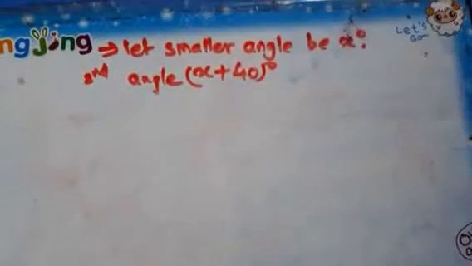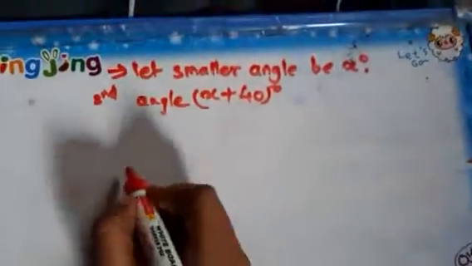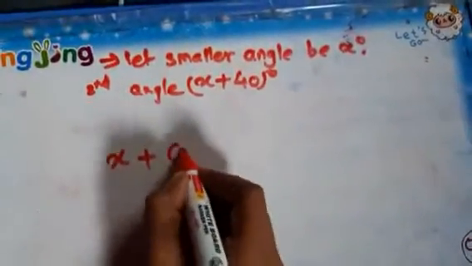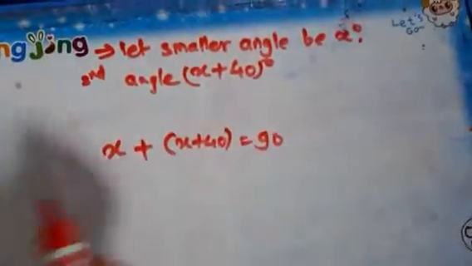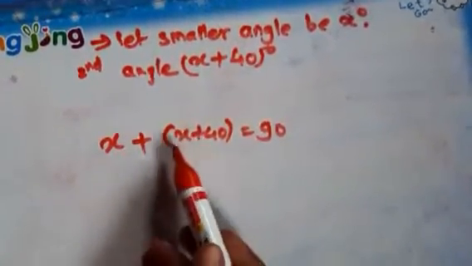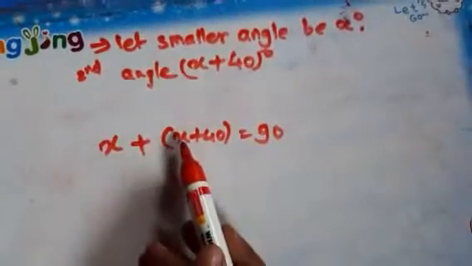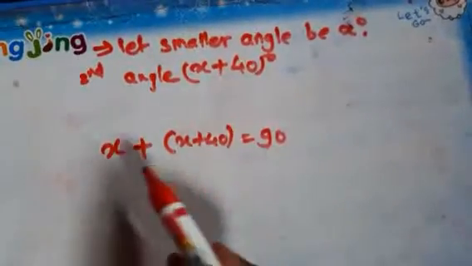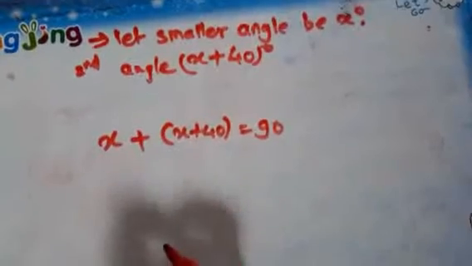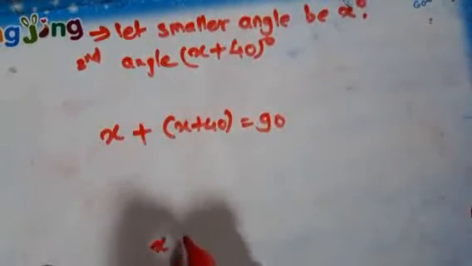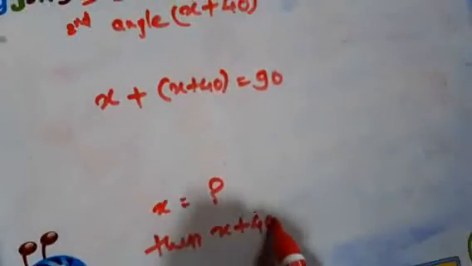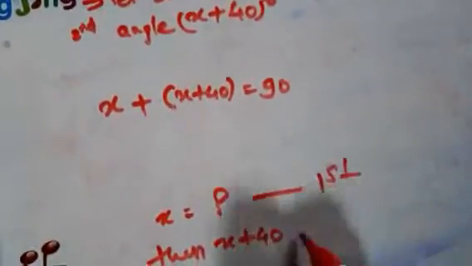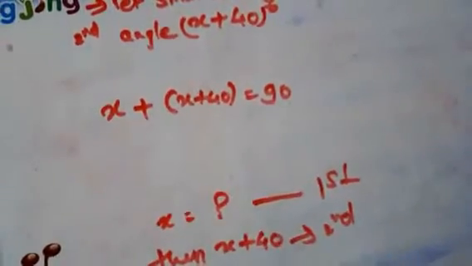Then they are a complementary pair. Means x degrees plus (x plus 40) degrees will be 90. This equation you will get. Just remove the brackets: x plus x is 2x, plus 40 is equal to 90, and solve this equation. Lastly, find the value of x, and then x is the first angle and x plus 40 is the second angle. Question number 5 is homework.